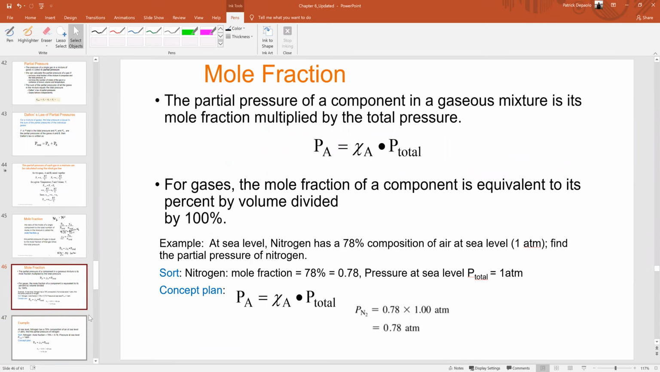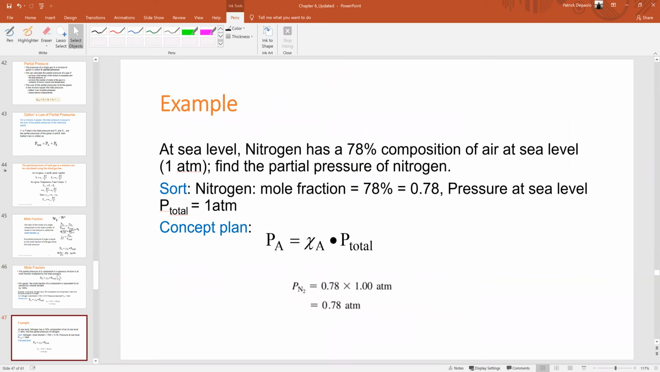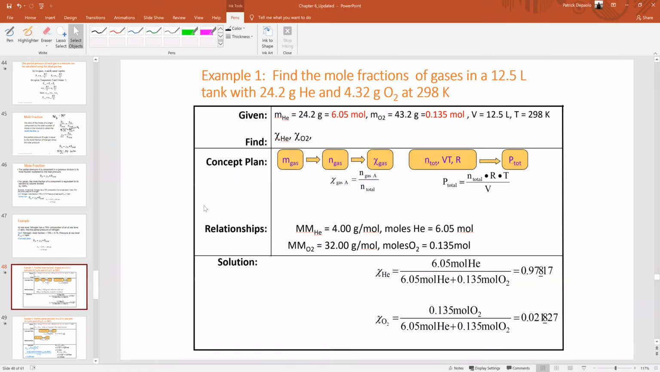Okay, so same thing. Here, look, I did this example already. So this is really just saying what I said and giving the example. Nice, 78%. We did that already.